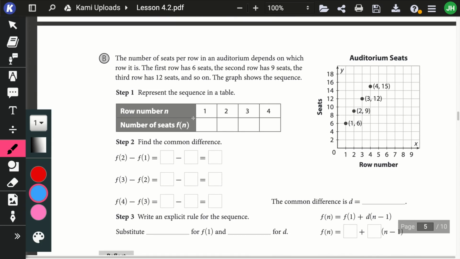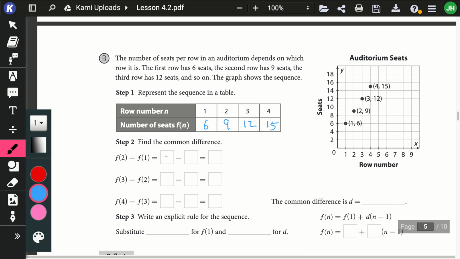The number of seats per row in an auditorium depends on which row it is. The first row has 6 seats, the second row 9, etc. Looking at our graph, we see these are equally spaced in a line. So if the row is 1, how many seats? 6. 2 is 9, 3 is 12, 4 is 15.